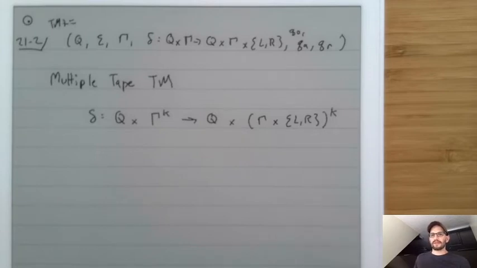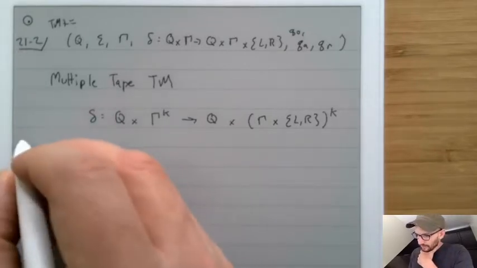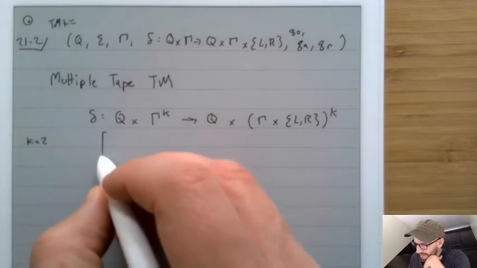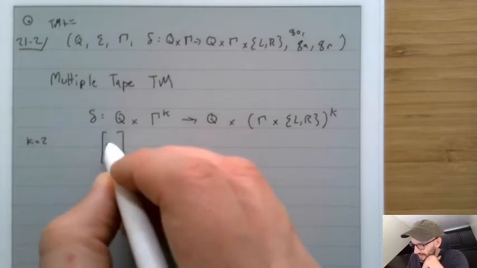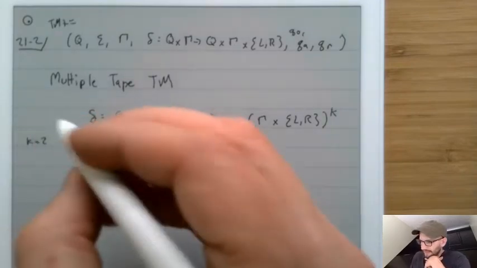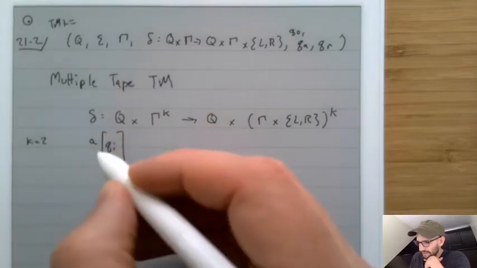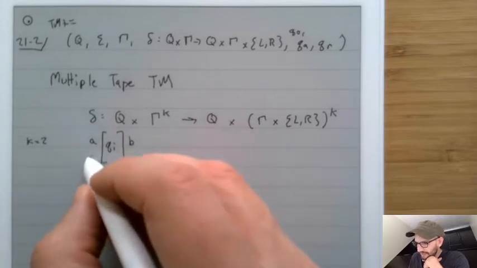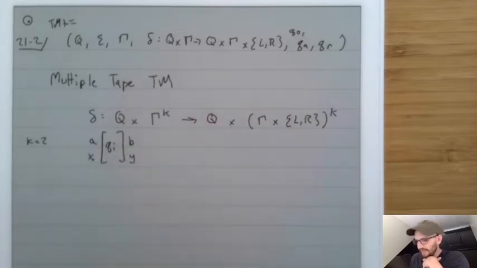Well, first of all, we should write down the rules to describe how it works. I'm going to give you just an example of how the rules work, focused on K equals 2. So imagine that K equals 2. In that case, we have to say what a configuration looks like. I'm going to say the configuration looks like this, where we have a state, Qi, and then we have the string that's to the left of tape 1, the string that's to the right of tape 1, the string that's to the left of tape 2, and the string that's to the right of tape 2.